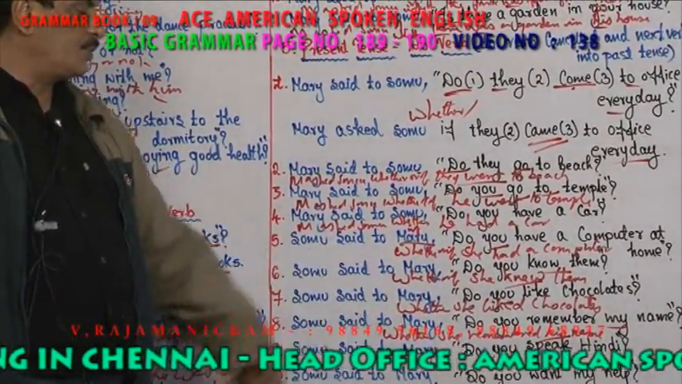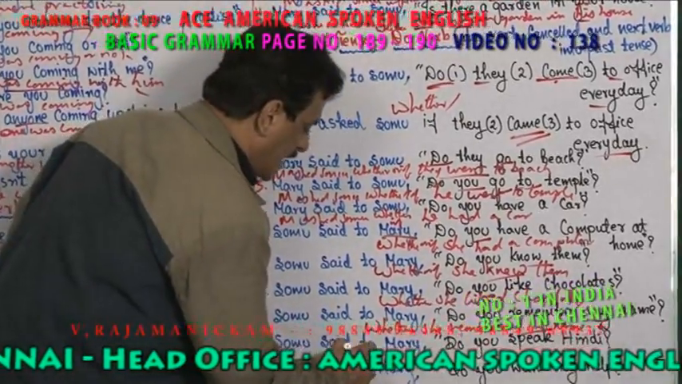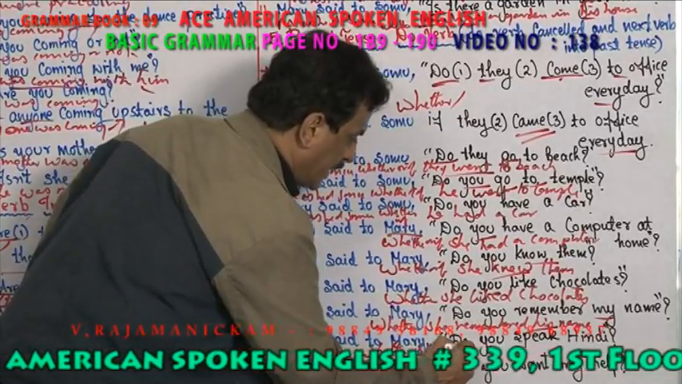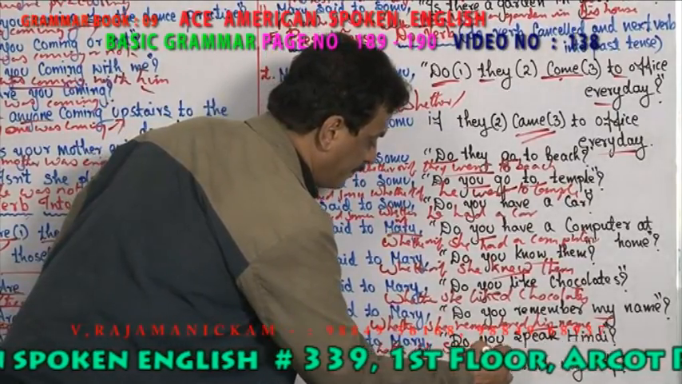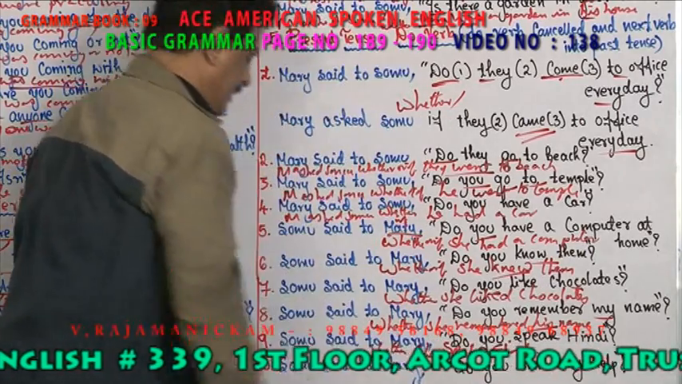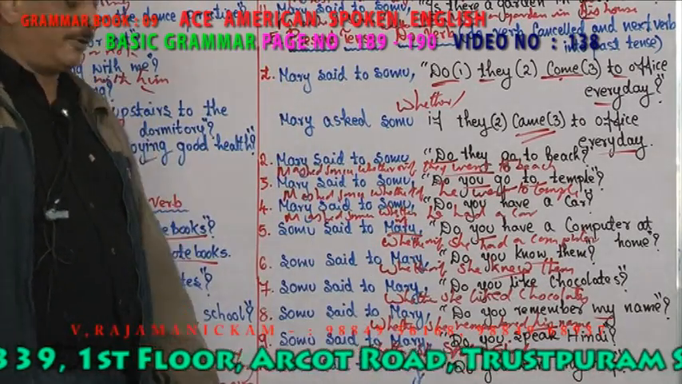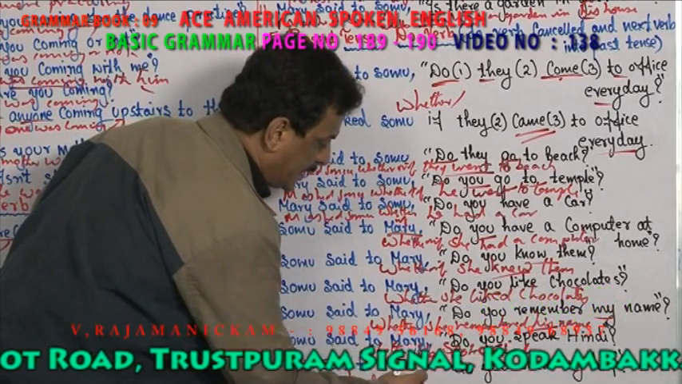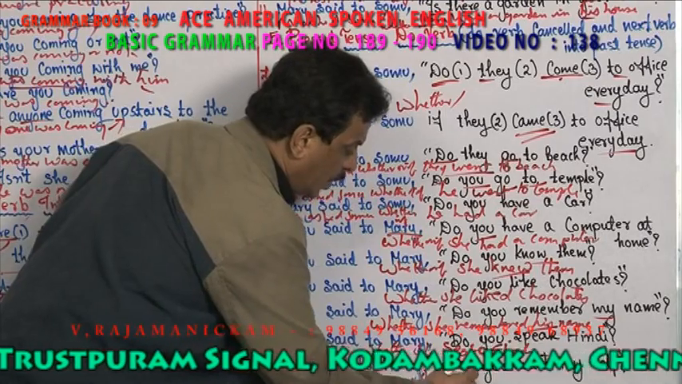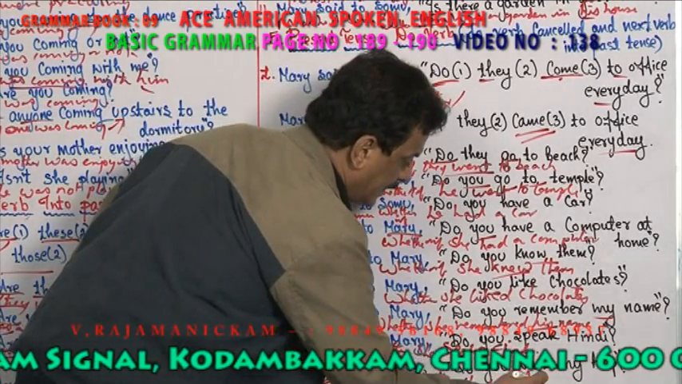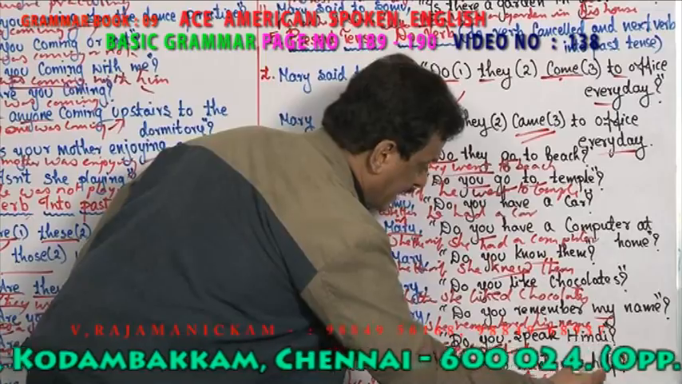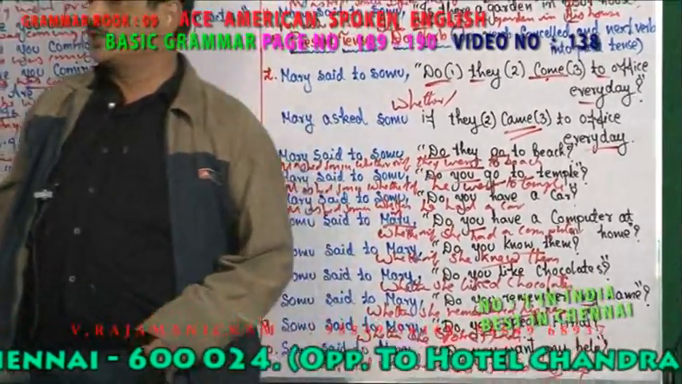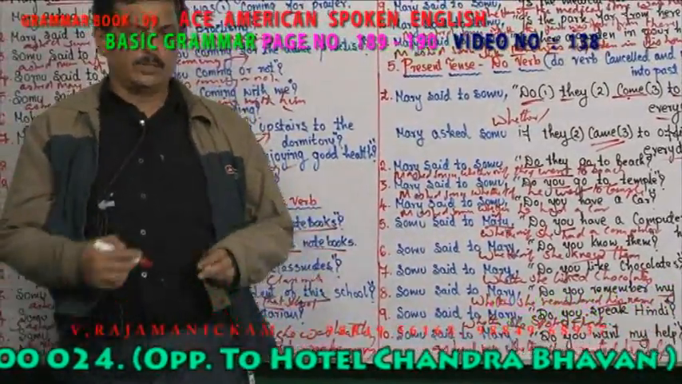Somu said to Mary, do you speak Hindi? How does it change? Somu asked Mary whether she spoke Hindi. Whether she spoke Hindi. Spoke Hindi. Next, Somu said to Mary, do you want my help? How does it change? Somu asked Mary, yes, whether she wanted his help. His help. So my changes into his, you changes into she, since she is a female. So do want changes into wanted. Hope you are able to understand.